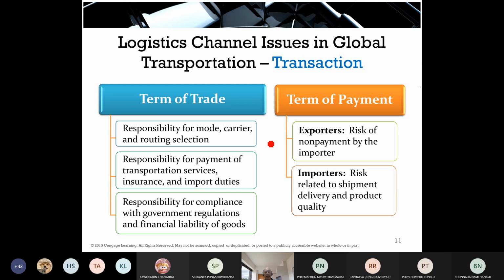On the other hand, as an importer or buyer, they are afraid of not getting the products, not getting the goods. So they would prefer getting the product first and then paying the money. The exporter wants money first, then releases the product. The importer wants the product first and then releases the money. So we need to sort this out first. Otherwise, trade cannot happen.